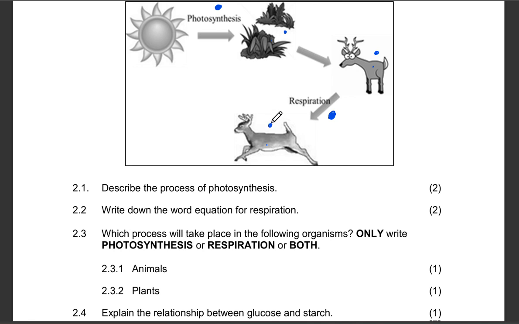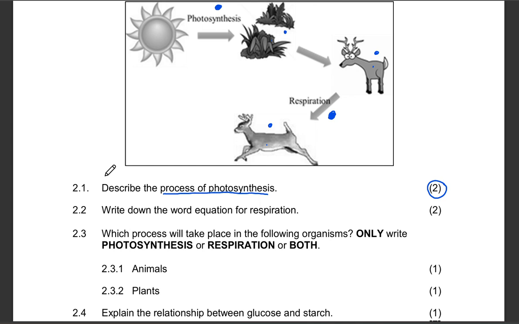The first question, 2.1, is asking us to describe the process of photosynthesis, and the mark allocation is 2 marks. Now, in grade 7, I think the accepted description of this process would be a process where plants make their own food. In grade 8, that kind of description for photosynthesis is not accepted. So you need to make sure that when you describe the process of photosynthesis, you mention the requirements of the process, and also the products. So how would we define this?